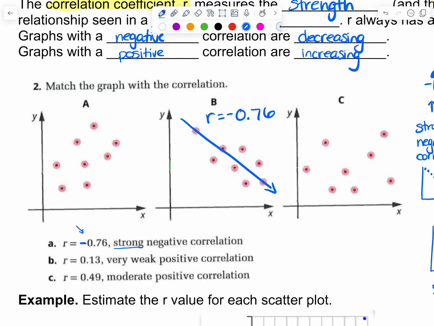0.13 versus 0.49. 0.13 is a very weak correlation, close to 0. 0.49 is moderate, so around 0.5. Is A or C the moderate or the very weak one? Very weak would imply the points are very far apart. Moderate, they're a bit closer than very weak.